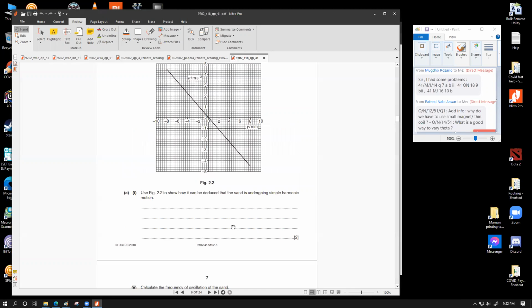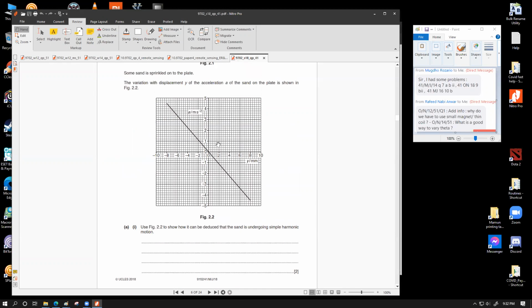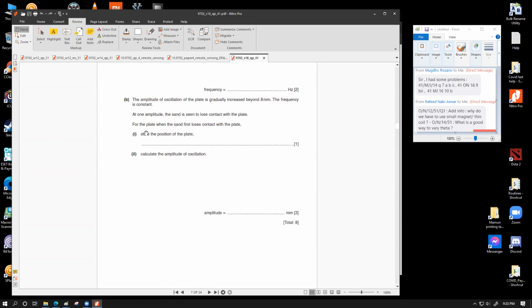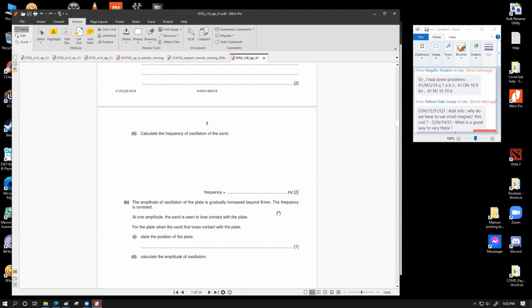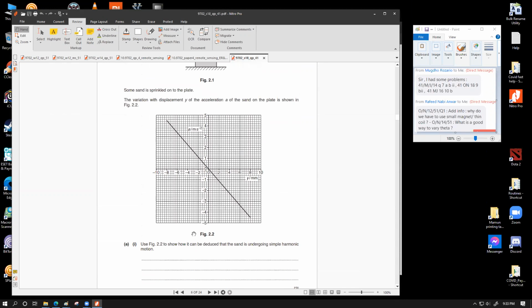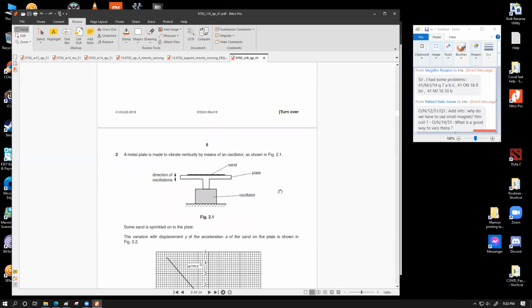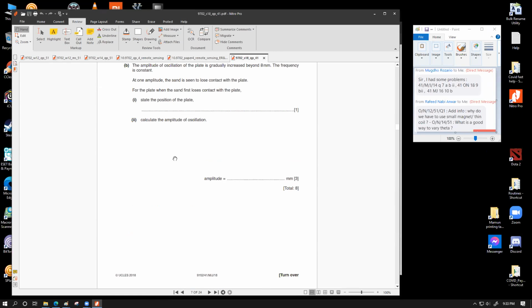Oh, this is pretty simple. a equals minus omega squared x, right, Samiha? The amplitude of the oscillation of the plate is gradually increased beyond 8 millimeters. The frequency is constant. At one amplitude, the sand is seen to lose contact with the plate. For that, when the sand first loses contact with the plate, the position of the plate is definitely above the equilibrium position. Calculate the amplitude of oscillation.